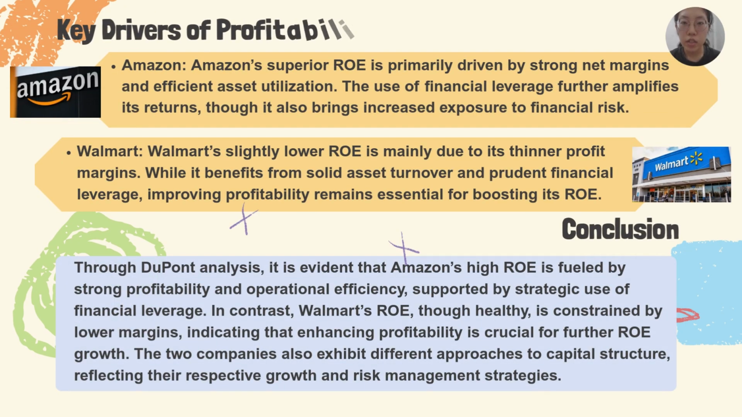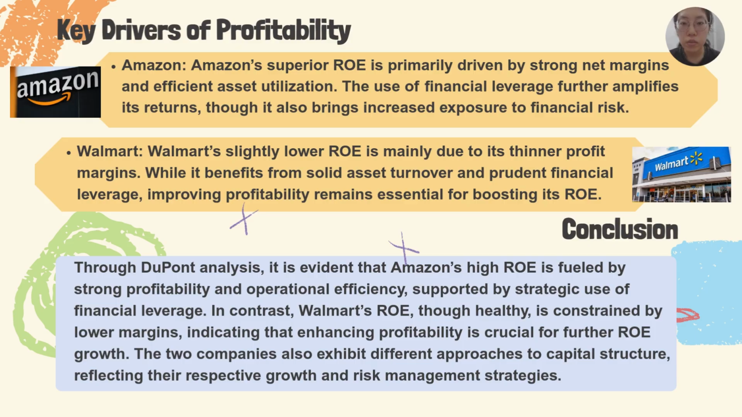So about the key drivers of profitability for Amazon. Amazon's high ROE comes from strong profit margins, efficient asset use, and the strategic use of leverage. However, this also adds financial risk. And for Walmart, Walmart's ROE is solid, driven by efficient operations and conservative financial management. But to improve ROE further, enhancing profitability is key.